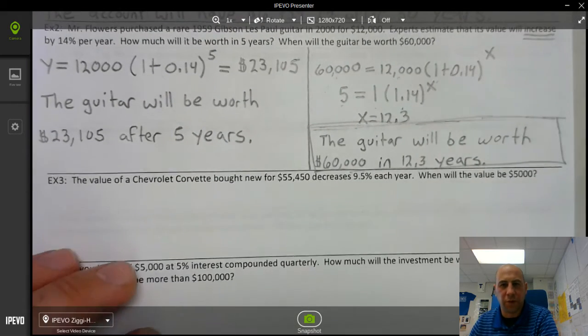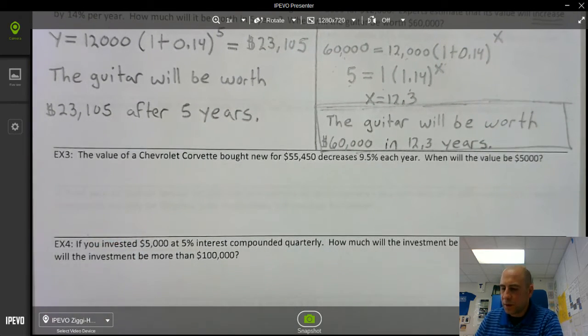All right, let's look at example 3. Okay. Now, example 3 says the value of a Chevrolet Corvette bought new for $55,450 decreases at 9.5% each year. When will the value be $5,000? Now, I initially had that because if you go to Chevrolet and you look up how much a Corvette is, that's what your base price of its Corvette is going to be.